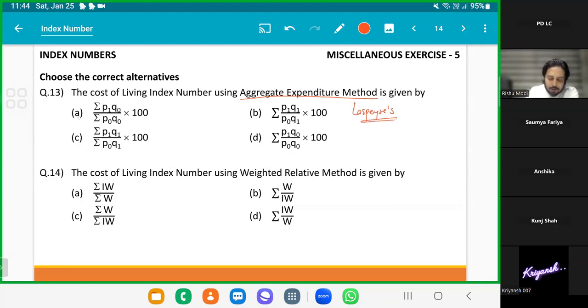So Laspeyres formula is nothing but quantity of the base year. And cost of living index number using weighted relative method means we are talking about summation IW upon summation W. So 13th and 14th, option A respectively, right? So these were the questions of choose the correct alternatives. Basically, they are asking you the formulas in this. So it's very easy to understand that part.